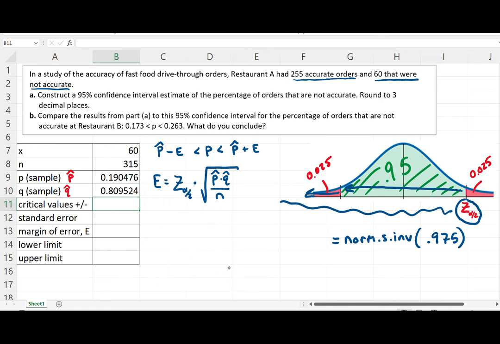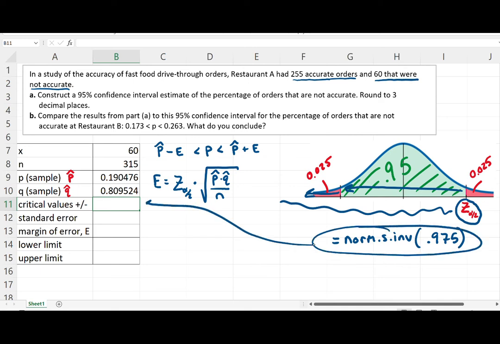The critical value, that's this guy down here. That's our critical value. And you may just know this critical value because 95% confidence is a really common one. And so the critical value we generally use is 1.96. But if you don't know that off the top of your head, we could use Excel: equals NORM.S.INV. You tell Excel the area to the left of that z-score, 0.975. And we get about 1.96.